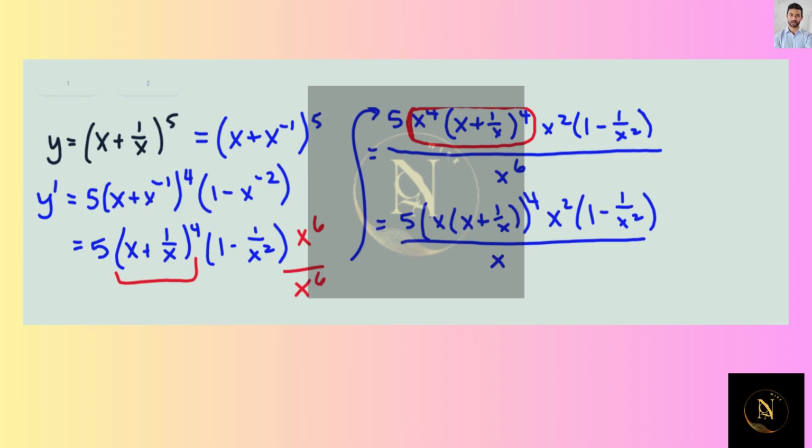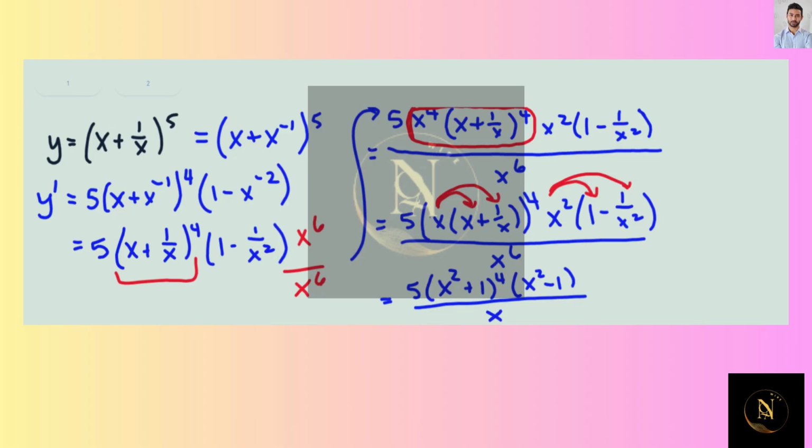Okay, so now the next thing we're going to do is multiply the x by the x and the x by the 1 over x. We're distributing the x. And then we're going to multiply the x squared by the 1 and the x squared by the 1 over x squared. We're distributing the x squared. So we have 5 times a quantity x squared plus 1 to the 4th power times a quantity x squared minus 1 all over x to the 6th.